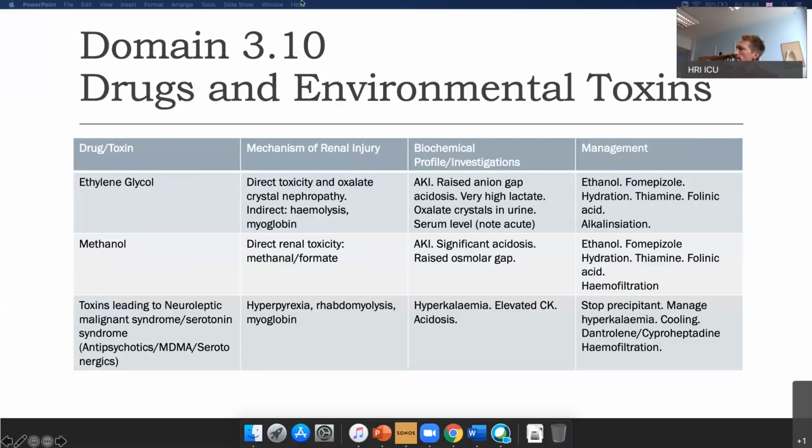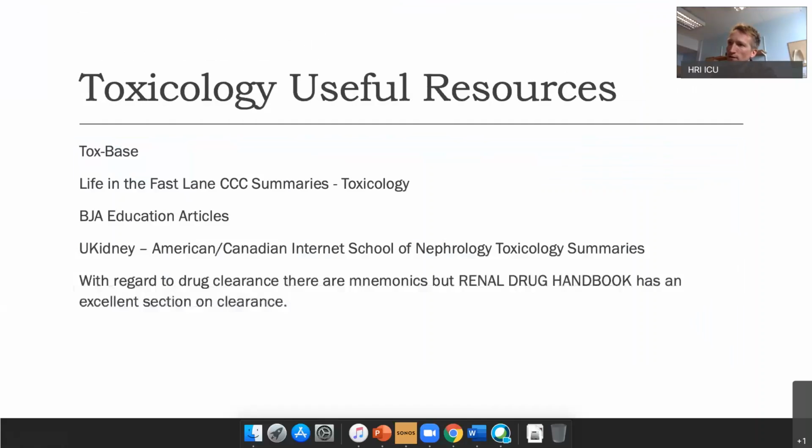But as people were doing in the scenario earlier on, basic management: ABC, hydration, volume status, and then consider your specific management measures. The most useful resources I found revising for my exam, I used ToxBase. I managed to borrow the local A&E's login just to have the summaries that I could access. A website called Life in the Fast Lane, I'm sure you're all familiar with that, has really good toxicology summaries for each of these drugs. And it also does some evidence-based assessment in terms of the management measures.